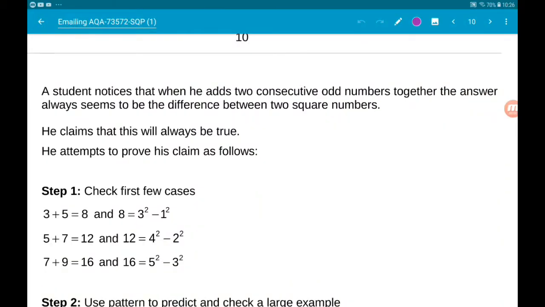Okay, in question 7 we have a bit of proof. So a student notices that when he adds two consecutive odd numbers together, the sum always seems to be the difference between two square numbers. He claims that this will always be true, and we are given his attempt to prove his claim.